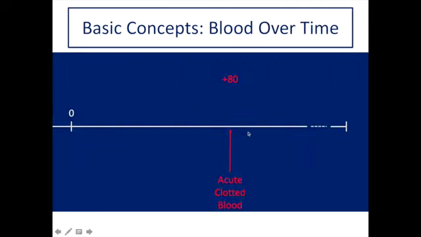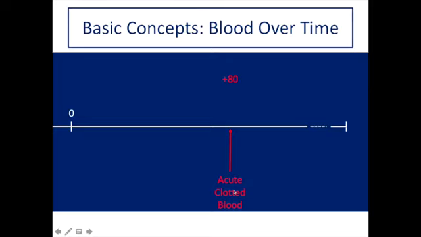Let's take this one step further. There are two more concepts that are crucial to understand about the density of blood products. Firstly, as we mentioned, acute clotted blood is high density. It's about positive 80 Hounsfield units. So it's going to show up as bright.